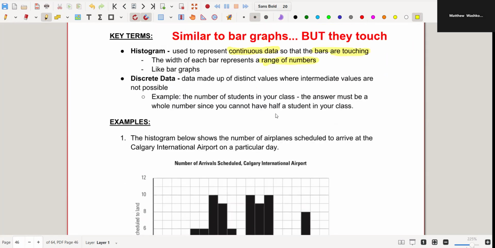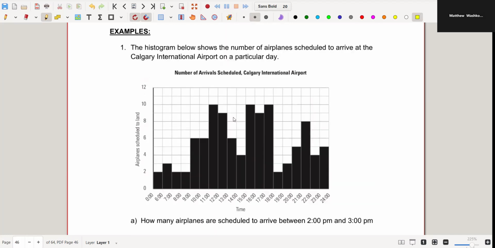So they're very similar to bar graphs, but they are different. One of them is, again, that they are touching. That's why I really emphasize that. The other thing, when I talk about a range of numbers, look at this example here. This is the number of airplane arrivals to a Calgary airport. Like if I go to, let's say, 11 a.m. here. 11 a.m. is this point. 10 a.m. is this point. Anywhere from 10 to 11 is in there.